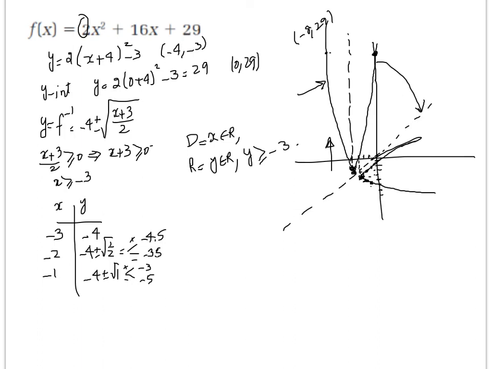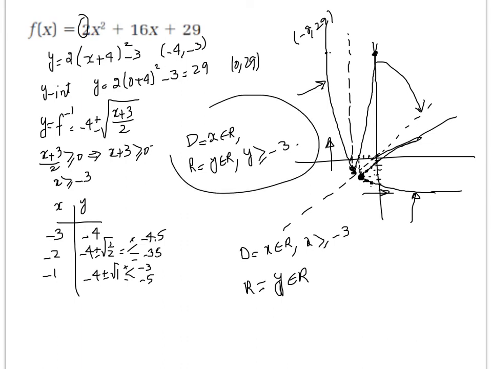Now, if we look at the inverse function, which is this one, you can see that the domain now is x in R, but x is greater than or equal to this point here. And this point, we found that it's negative 3. So x has to be greater than or equal to negative 3. But the range now, because these two branches go to infinity plus or minus, so we can say that y is in R.